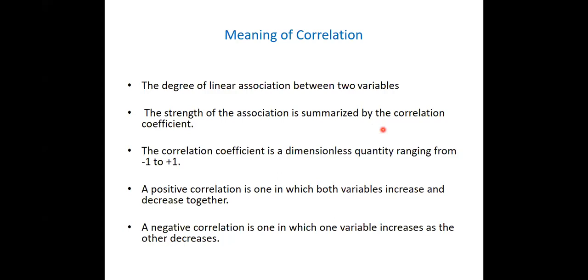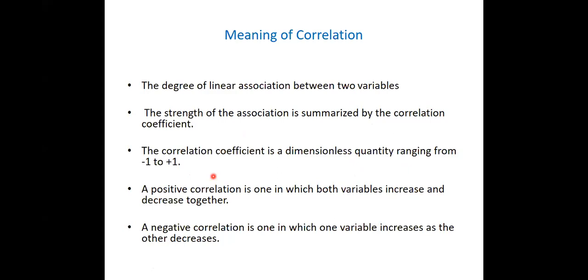The strength of the association is summarized by the correlation coefficient. When you are looking at the correlation between two variables, the strength of that association is the correlation coefficient, which we said is derived from covariance. The correlation coefficient is a dimensionless quantity ranging from -1 to +1. It's dimensionless, as I've already said, it has no unit.